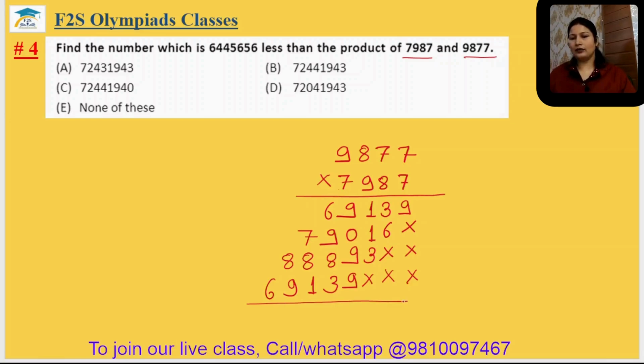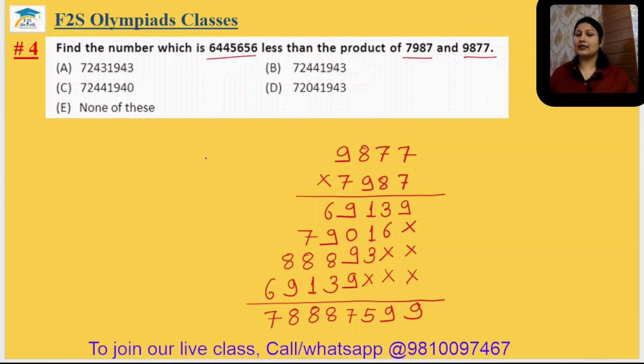Now add. 9, 6 plus 3, 9, 3 plus 2, 5, 9, 9, 9, 27, carry 2, 6 plus 2, 8, 8 plus 9, 17, 17 plus 8, 25 plus 8, 28, carry 2, 7 plus 2, 9 plus 1, 10 plus 8, 18, carry 1, 8 plus 1, 9 plus 9, 18, carry 1, 6 plus 1, 7.